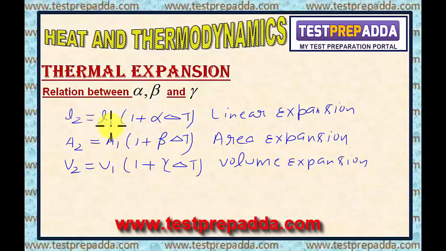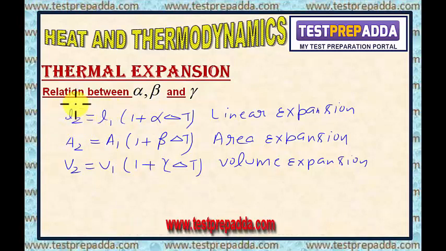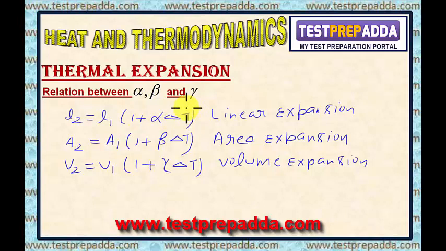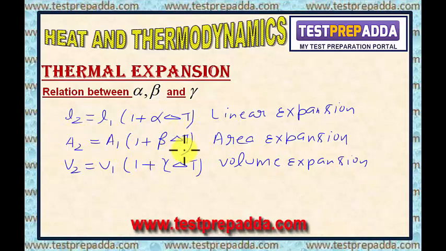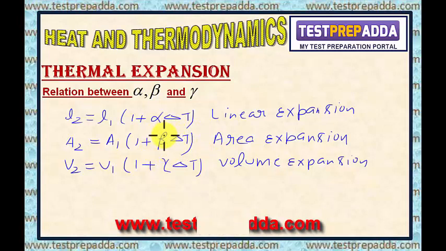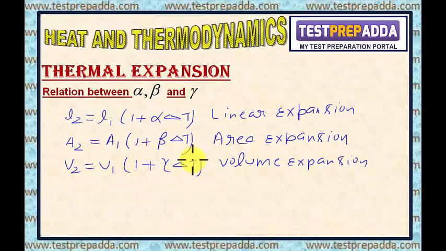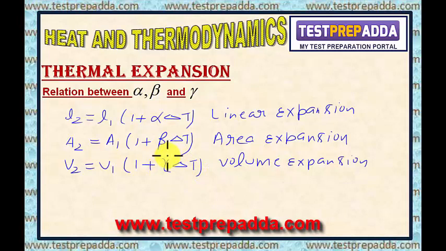Here L1 is the initial length, L2 is the final length, delta T is the change in the temperature, and alpha is the coefficient of linear expansion. Here A1 is the initial area, A2 is the final area, delta T is the change in the temperature, beta is the coefficient of superficial expansion. Here V1 is the initial volume, V2 is the final volume, delta T is the change in the temperature, and gamma is the coefficient of volume expansion.